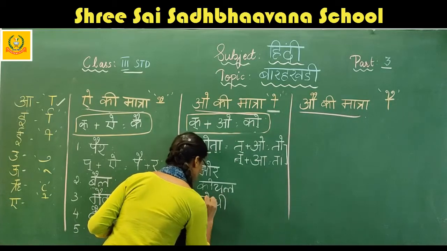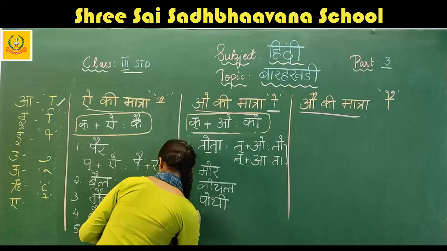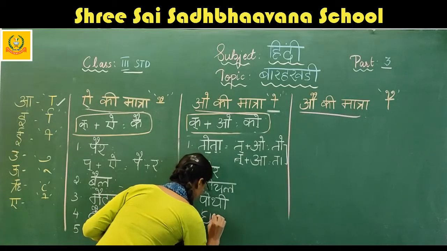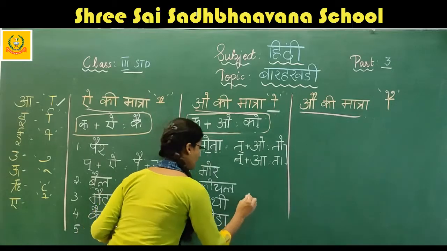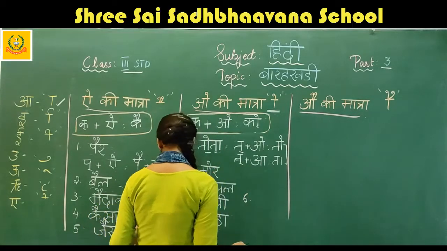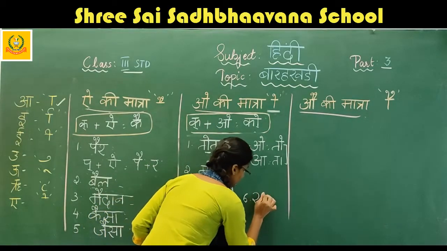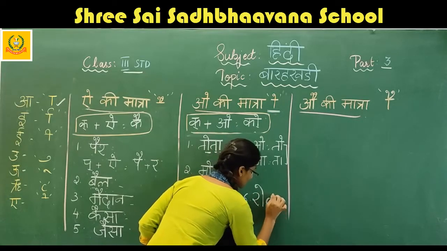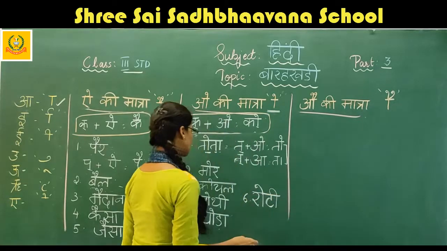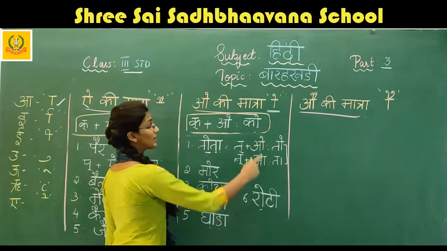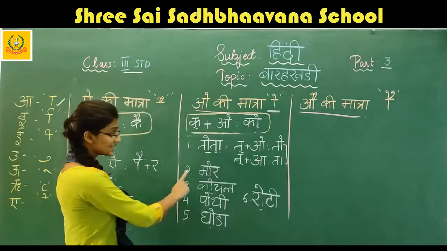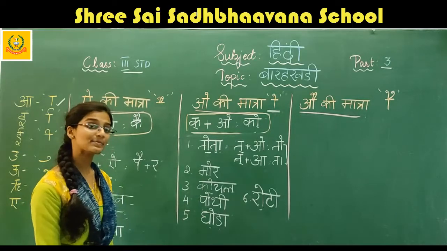Poti. Ghoda. One more I'll give. Sixth one. Roti. See, for all these, the matra is same. That is O ki matra. So children, for these examples, you have to expand and write.